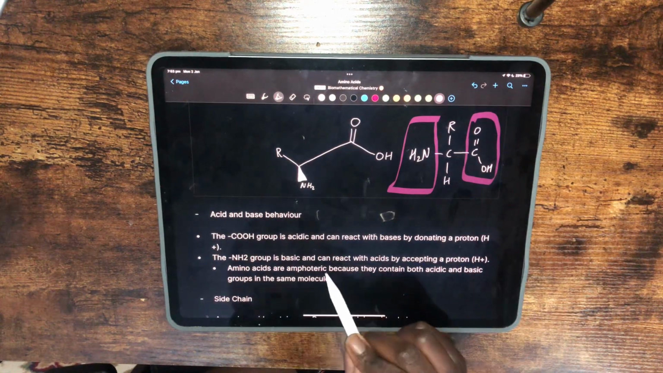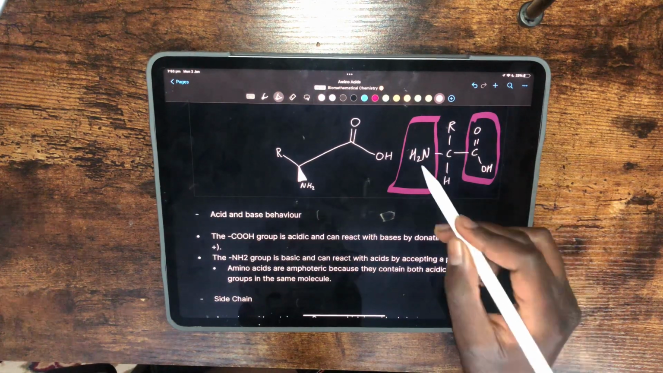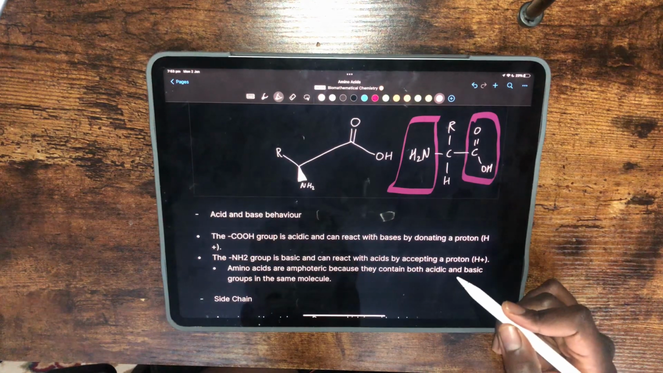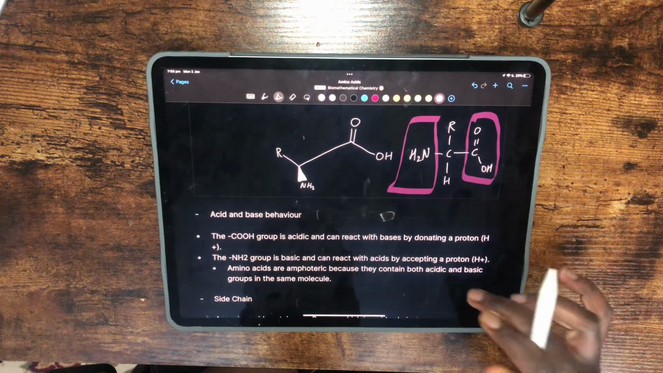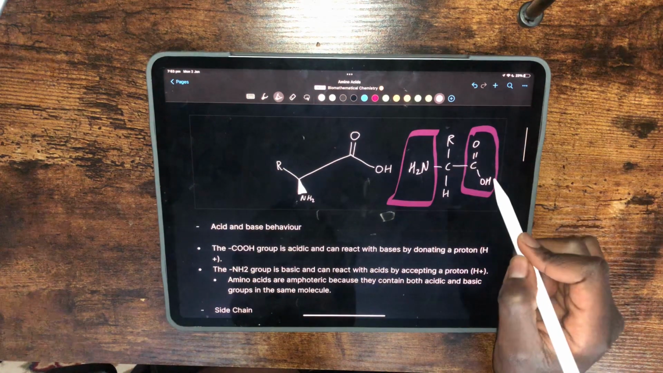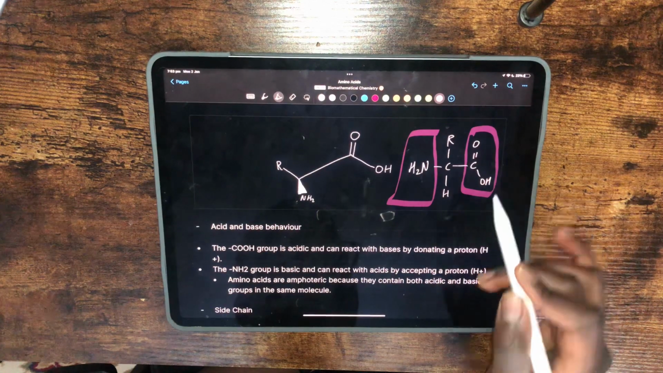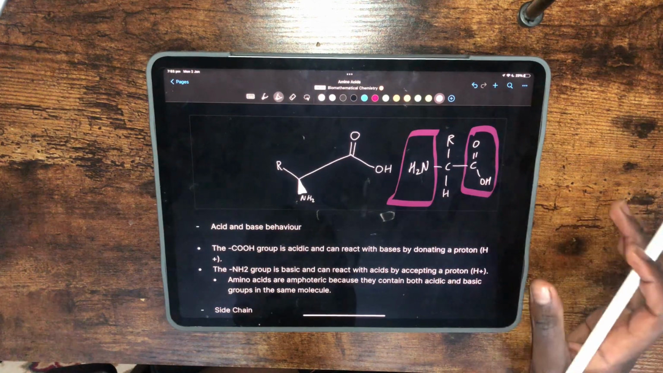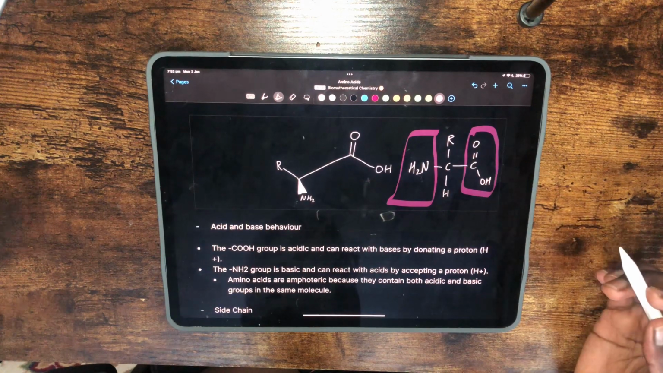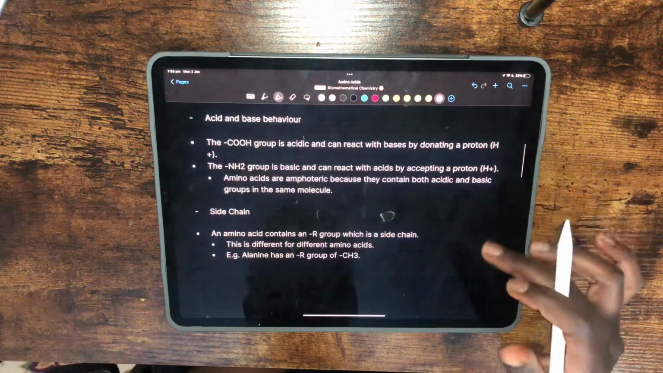The amine group is basic and can react with acids by accepting a proton. You can accept a proton, H+, here and form an NH3+. I'll show you an example later on. Amino acids are amphoteric. Because both acidic and basic behavior can happen on the same molecule, we call molecules like this amphoteric. Amino acids are amphoteric because they contain both acidic and basic groups in the same molecule.